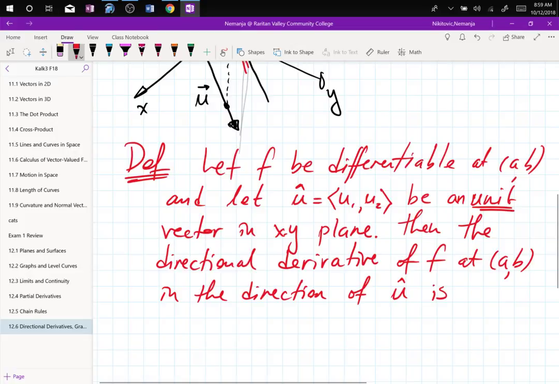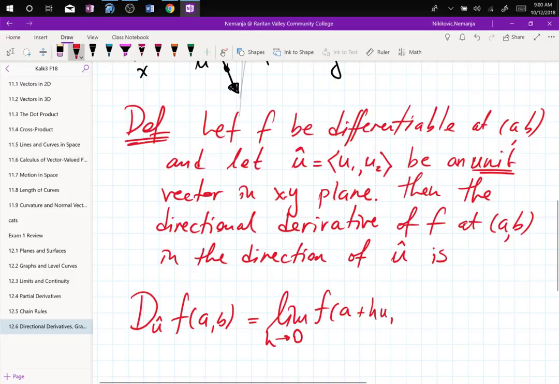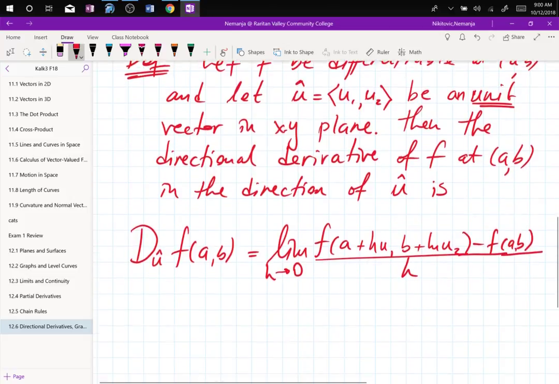is, and now we have the notation for it, D_u f(a, b). It's a little bit long notation, as you can see, but D stands for derivative, so the derivative of f computed at (a, b), and then the lowercase u as the index means in the direction of u. It is given as the good old limit as h goes to 0 of f(a + h u1, b + h u2) minus f(a, b), divided by h.